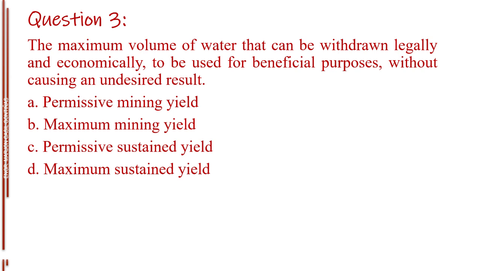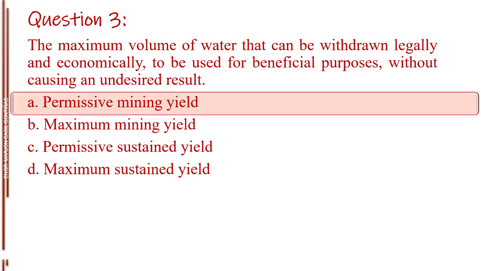Question number 3. The maximum volume of water that can be withdrawn legally and economically, to be used for beneficial purposes, without causing an undesired result. Letter A, permissive mining yield. Letter B, maximum mining yield. Letter C, permissive sustained yield. Letter D, maximum sustained yield. The answer is letter A, permissive mining yield.